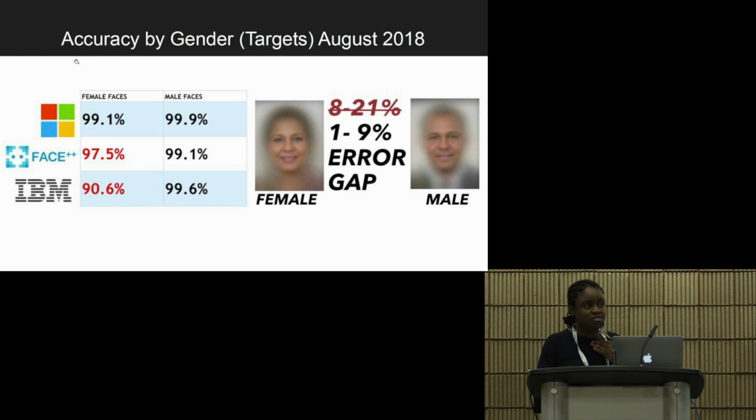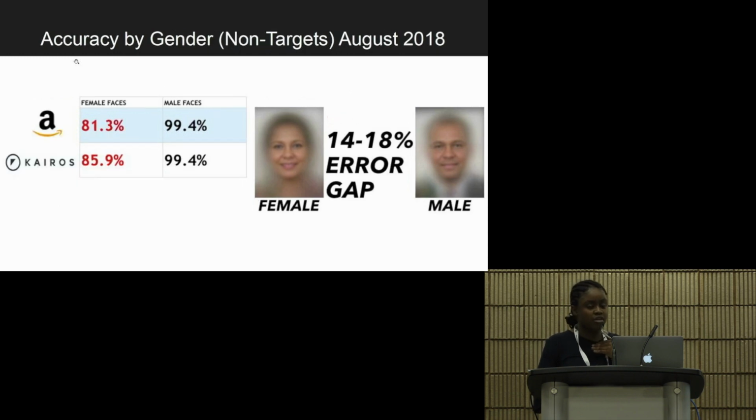The companies said that they were influenced by Gender Shades to make improvements. IBM, Face++, and Microsoft all redeployed new commercial APIs after the Gender Shades study. So we thought, okay, let's re-audit these algorithms and figure out if there's actually been an improvement.